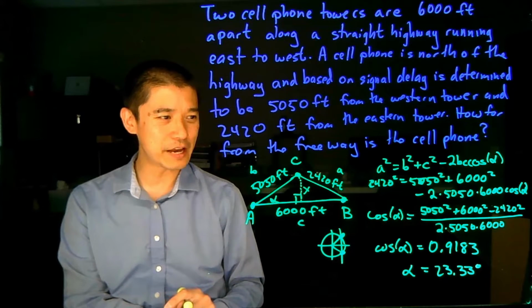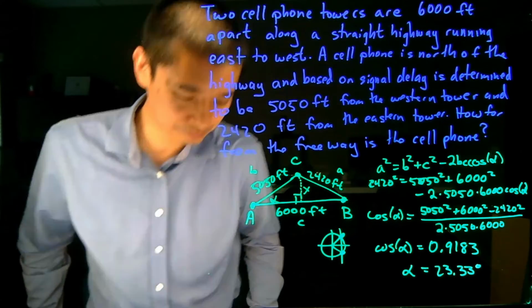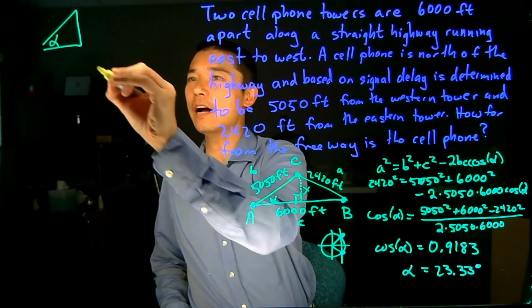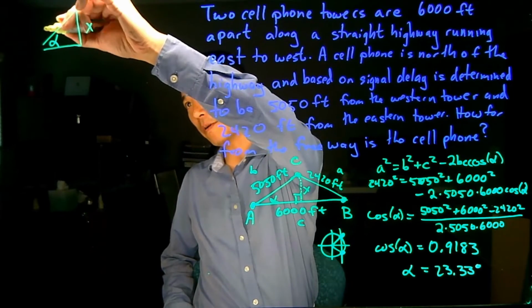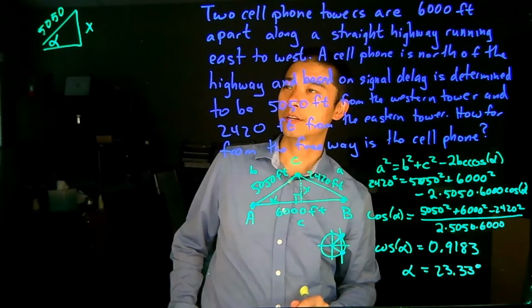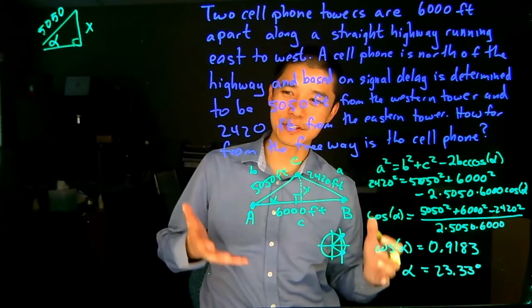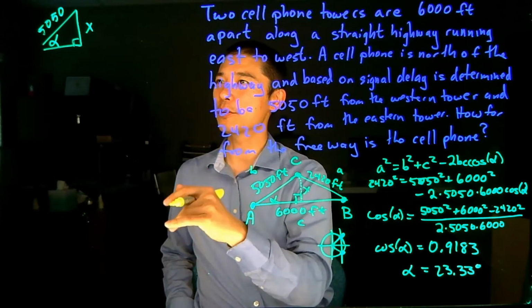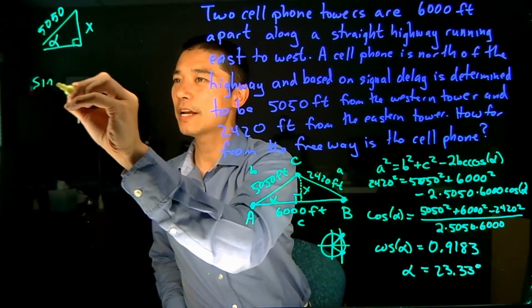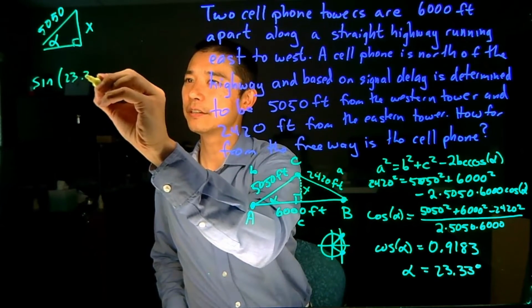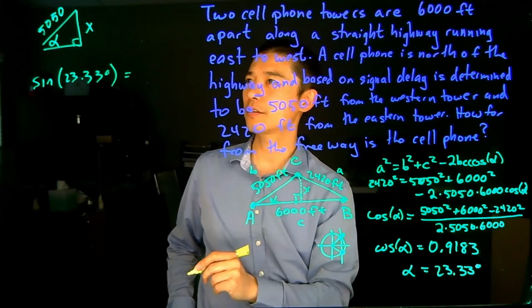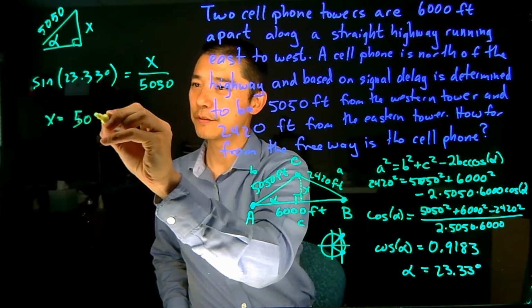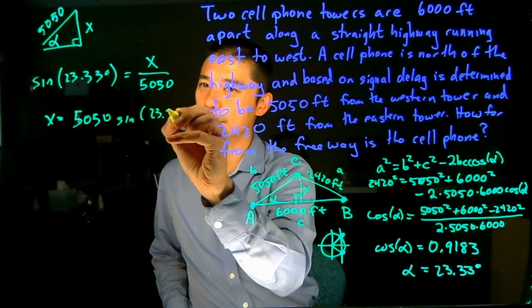Our goal is this value of x in here. And so I'm going to squeeze it in over on the other side. So we have a right triangle. We have our angle alpha, our unknown value here, and we know the hypotenuse is going to be 5050. So this is right triangle trigonometry. This goes back to our opposite, adjacent, hypotenuse stuff. In this case, we have opposite and hypotenuse, and that's SOHCAHTOA, so sine is opposite over hypotenuse. So sine of alpha, in this case 23.33, is equal to opposite over hypotenuse. So x is 5050 times sine of 23.33 degrees.